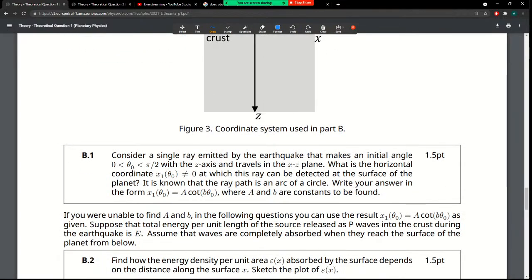So consider a single ray emitted by the earthquake that makes an initial angle theta 0, with 0 less than theta 0 less than pi over 2, with the z-axis and travels in the xz plane. What is the horizontal coordinate x1 of theta 0 at which this ray can be detected at the surface of the planet? It is known that the ray path is an arc of a circle. Write your answer in the form x1 of theta naught equals a cotangent of b theta naught, where a and b are constants to be found.